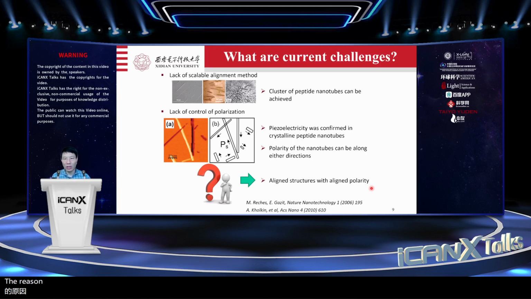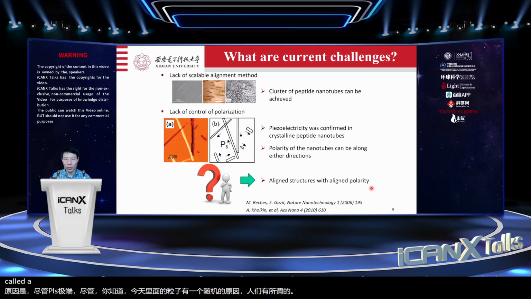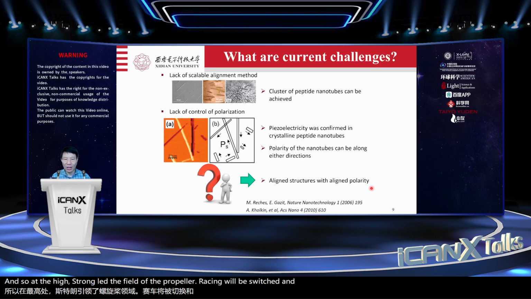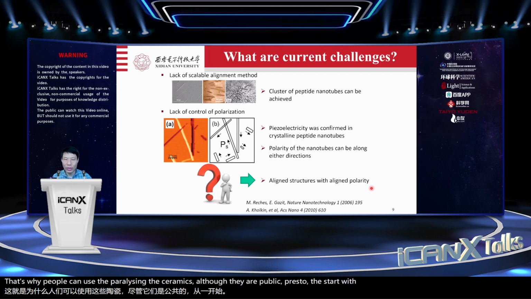The reason is even though in the piezoelectric ceramic, the particles inside have random polarization, people have the so-called poling process. That means they apply a very strong electric field. At the high electric field, all the polarization will be switched and aligned in the direction of the electric field, so after the poling process, all the polarization is aligned in one direction. So that's why people can use piezoelectric ceramics, although they are polycrystals. They start with random polarization.